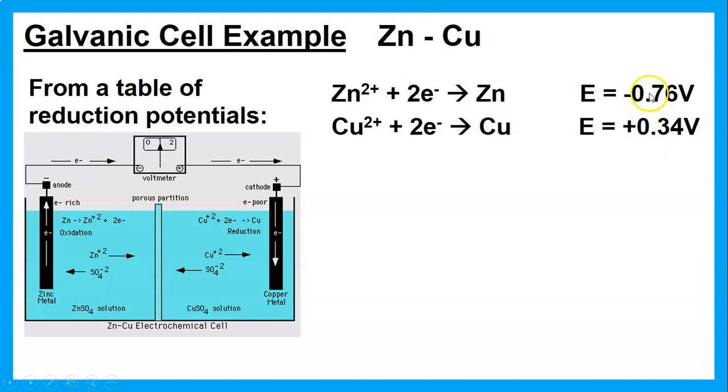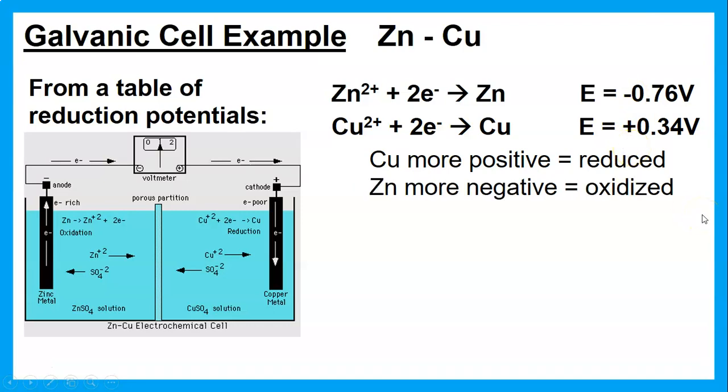Which of these has a more positive value? Do you see how the copper has a more positive value? That means that's the one that is more likely to be reduced. It has a tendency to be reduced better. The zinc one, that negative is telling you it does not want to be reduced, does it? It would much rather be oxidized compared to the copper. So that's the one that will be our oxidation step. We're going to have to flip this reaction and we're going to have to flip the sign.